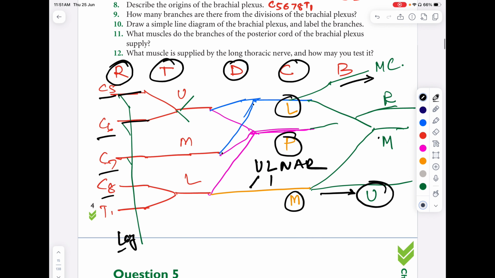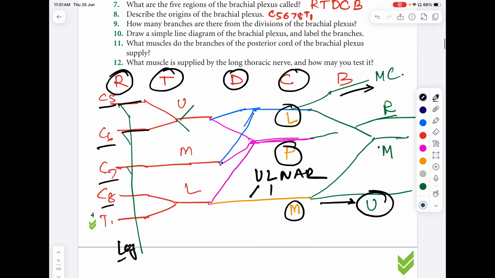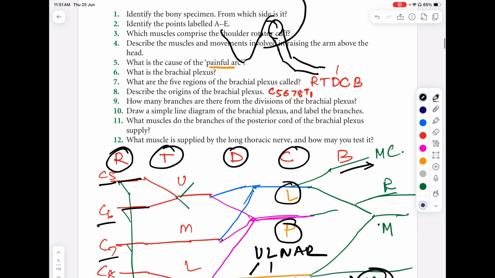What are the muscles supplied by the long thoracic nerve? It is the serratus anterior, and it causes swinging of the scapula.